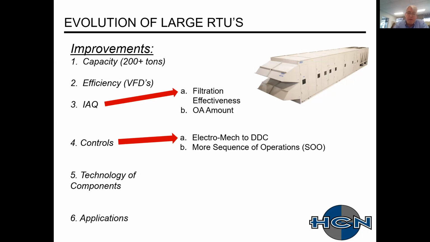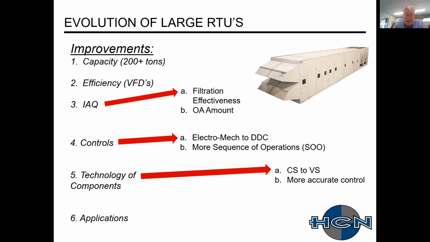From a controls perspective, the rooftop units, just like the HVAC industry in general, has transitioned from electromechanical to DDC. There are much more sequence of operations available. Technology of components is essentially going from constant volume equipment or components to variable speed, allows more accurate control.